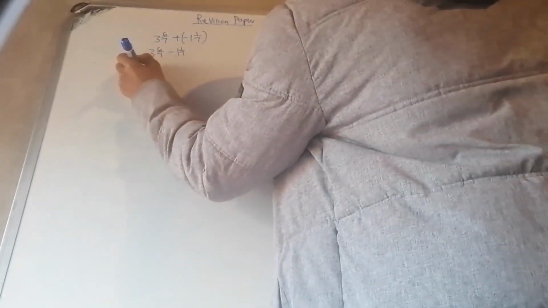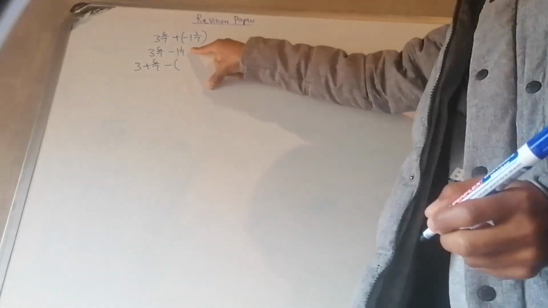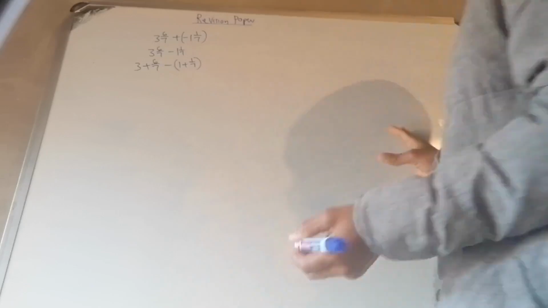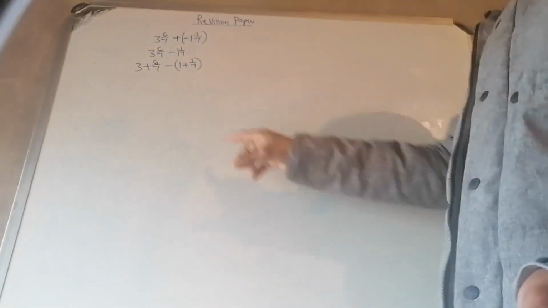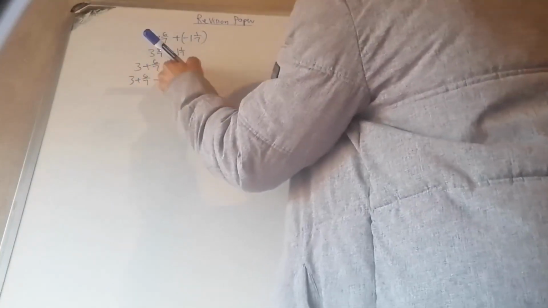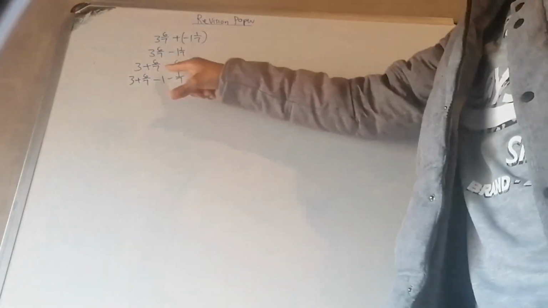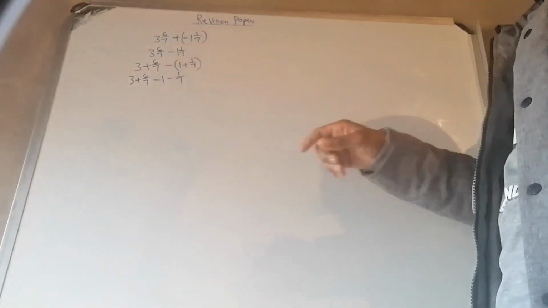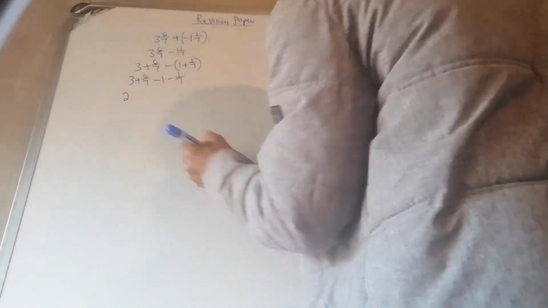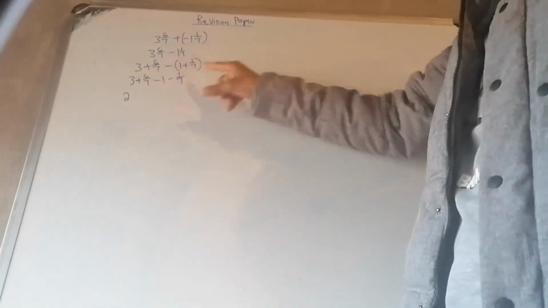3 6/7 is the same as 3 plus 6/7, and minus 1 1/7 is the same as minus 1 minus 1/7. Now I can do 3 plus 6/7 minus 1 minus 1/7. I can multiply by the negative, and then I do 3 minus 1, which comes to 2, and then 6/7 minus 1/7.